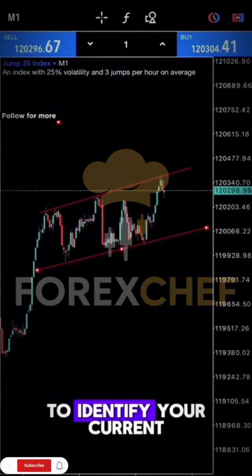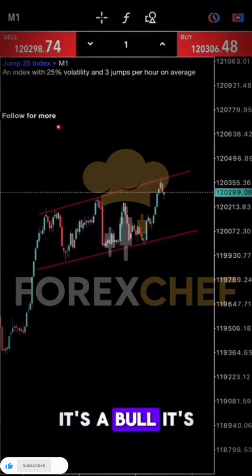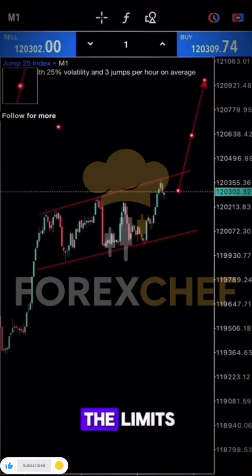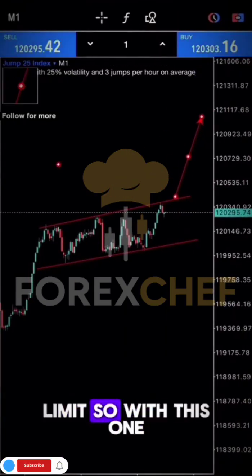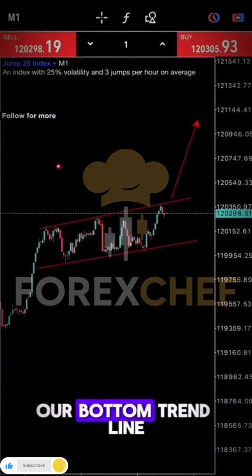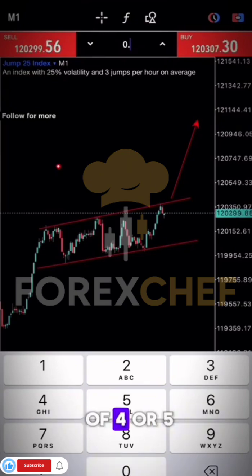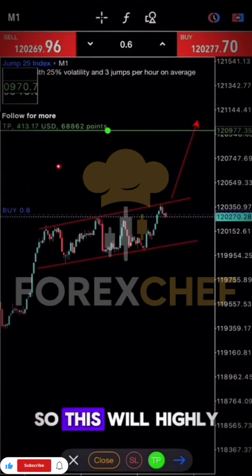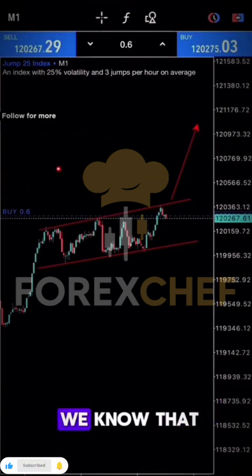So the first step is to identify your current trend. It's a bullish trend. Then you set your trend lines such that you identify the limits, upper limit and lower limit. With this one, you will see that our bottom trend line is making a touch of 4 or 5, and then the top makes I think 3 touches. So this will highly validate our trade.